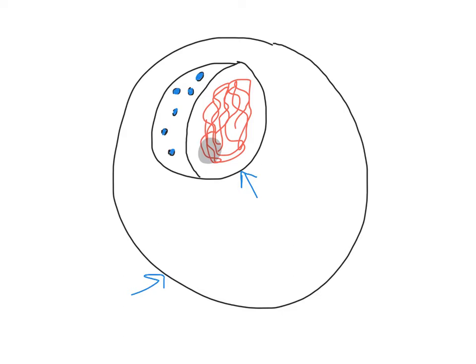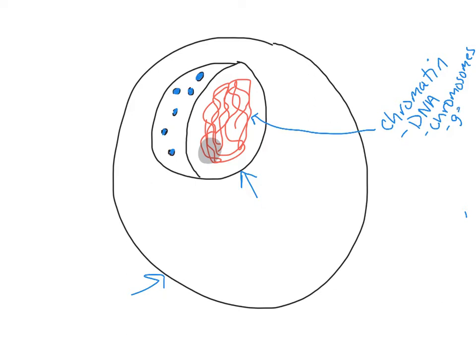Inside this nucleus, we see these red, thin strands that's called chromatin. Okay, that's chromatin. And chromatin contains DNA. DNA contains chromosomes. And chromosomes contain genes, right?